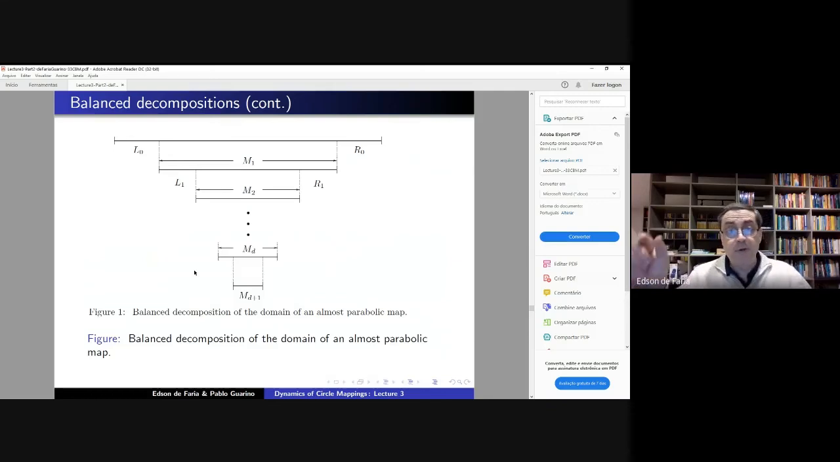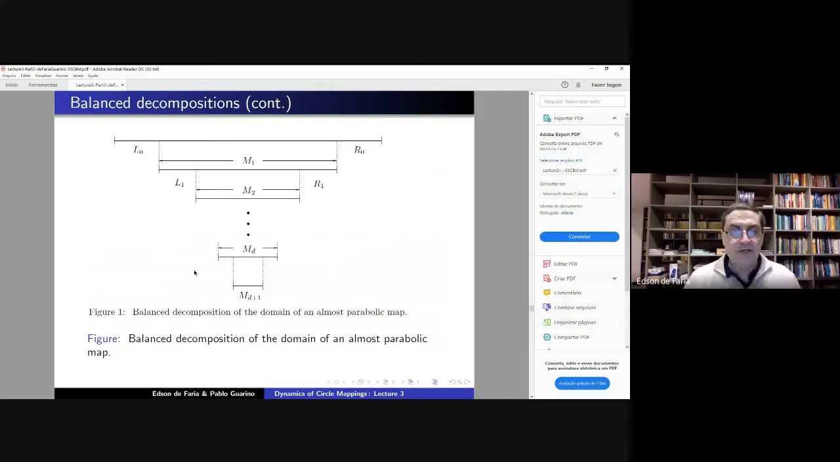You get powers of 2, and the numbers of intervals that you get on each side are powers of 2. You have 1 and 1, 2 and 2, 4 and 4, 8 and 8, and so on, until you cannot do that, okay?